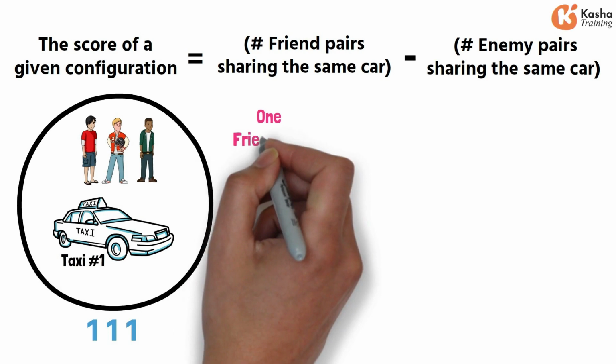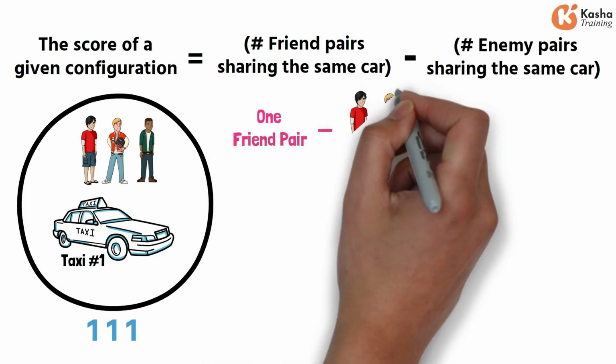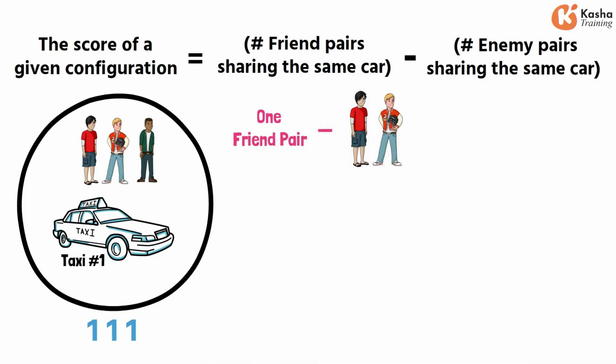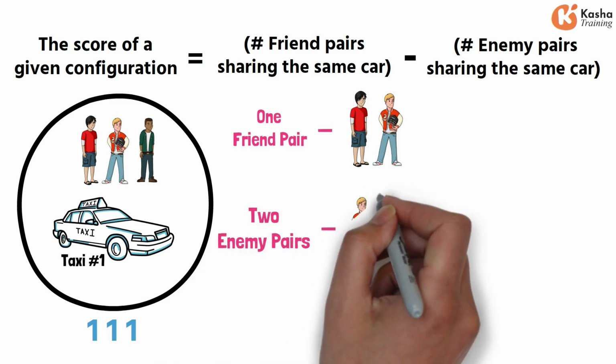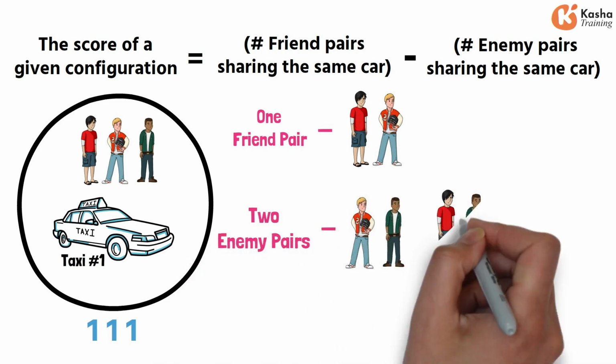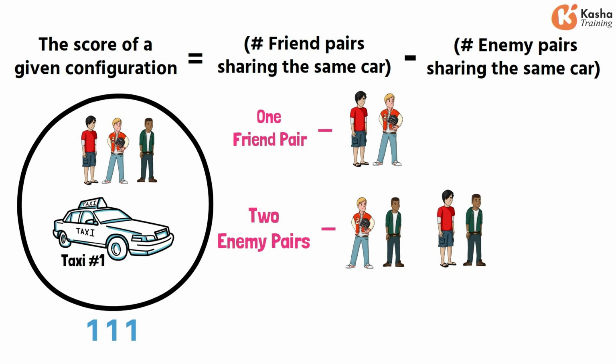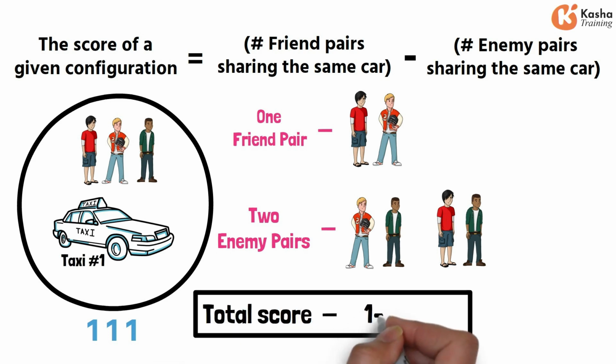In this case, there is only 1 friend pair sharing the same car, Abhishek and Balaji. However, there are 2 enemy pairs sharing the same car, Abhishek and Chaitanya, and Balaji and Chaitanya. So, the total score of this configuration is 1 minus 2 is equal to -1.